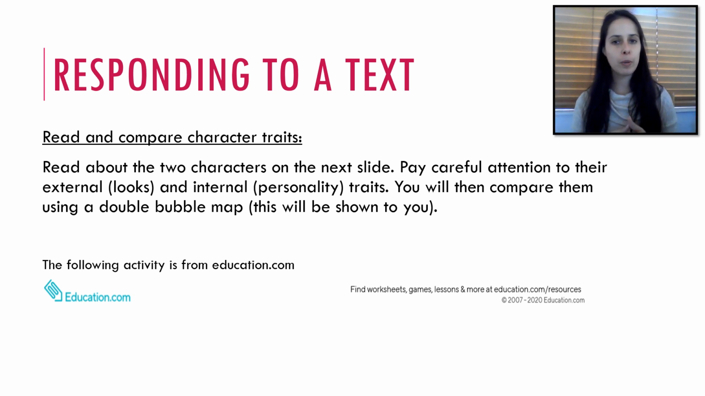I will show you exactly what it looks like, and I think it's a really nice way for you to sort out your work. So again, you are going to read through the two character traits on the next slide. Pay careful attention to their external, which is their looks, their internal, which is their personality traits, and then you're going to compare them using a double bubble map. So first you're going to read and then do the activity in your workbooks. You don't need to take this down. This is just telling you what you need to do.